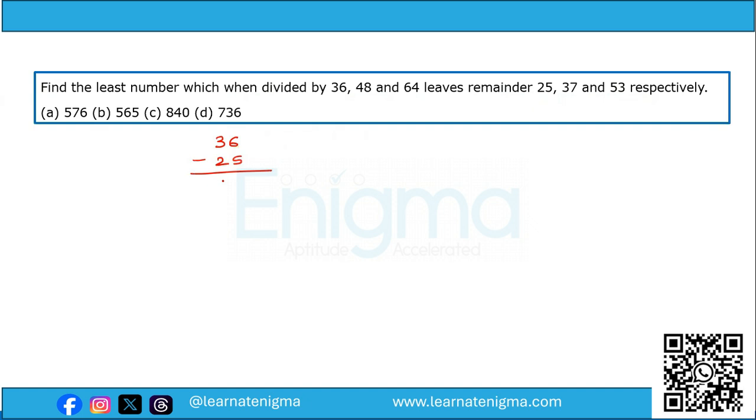So 36 minus 25, you have 11. 48 minus 37, you again have 11. 64 minus 53, you again have 11. So whenever you find that the difference between the divisor and the remainder is constant, the concept is very simple to find the number: find the LCM, and then subtract the common remainder which you have.